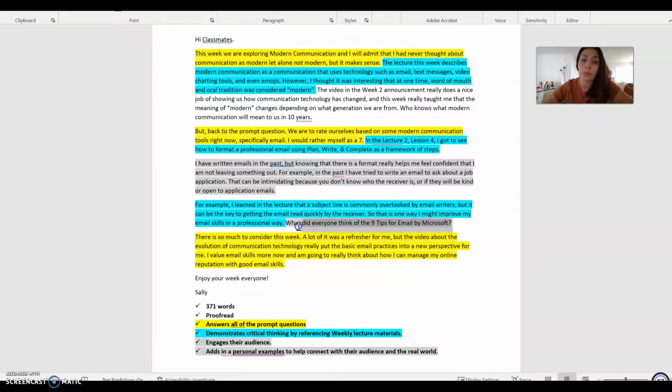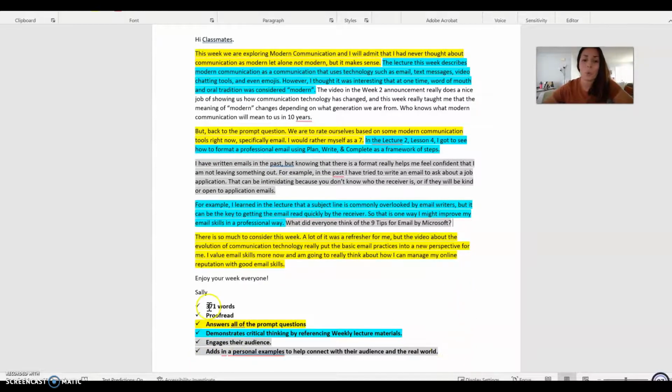This is great when you really want your classmates to feel inspired to reply to your post, or if you feel like discussion replies are getting boring, ask a question. That'll change the conversation, okay? So this is a stellar post because it does everything from post 1 and 2, but they add on audience engagement.